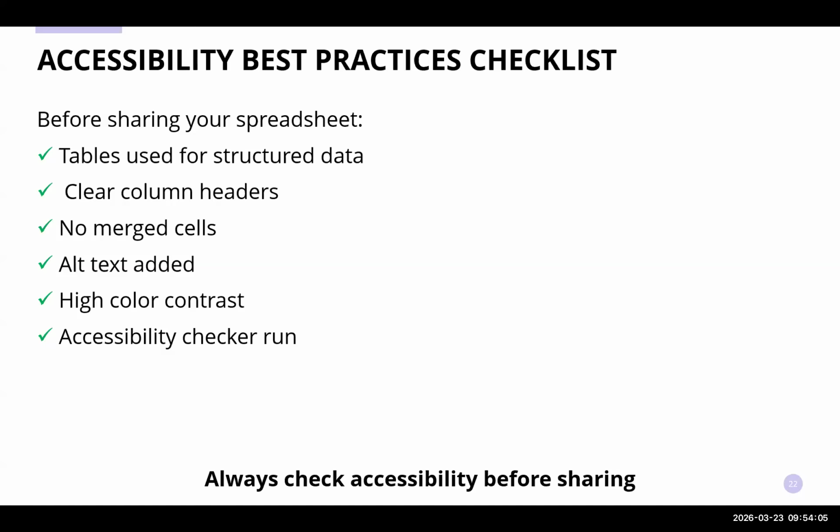Check your colors and contrast and make sure that there is enough contrast between text and background, and do not rely on color alone to convey any meaning. Finally, run the accessibility built-in checkers to catch potential issues. But do remember, it is just a starting point, and it's very important to review your spreadsheet manually to confirm that it is accessible for everyone. So use this checklist as a powerful tool just before sharing your workbook with anyone. Next slide, please.